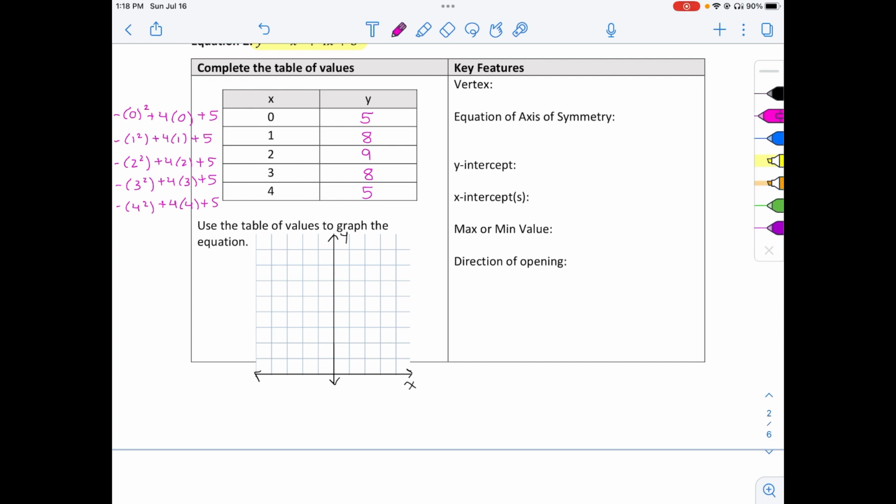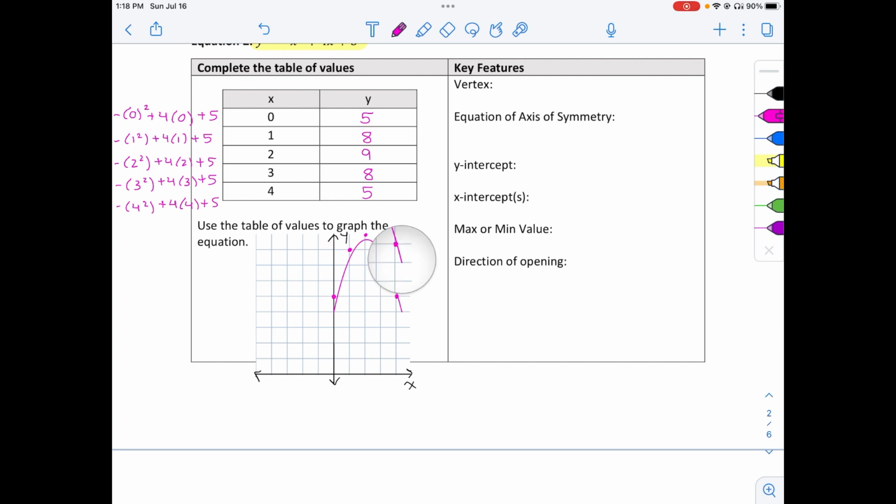I have a point at 0, 5. So 1, 2, 3, 4, that's here. Then 1 and 8 is here. 2 and 9 would be up here. 3 and 8. And then 4 and 5 is like this. Okay, so if I were to connect those, then it would look like this.